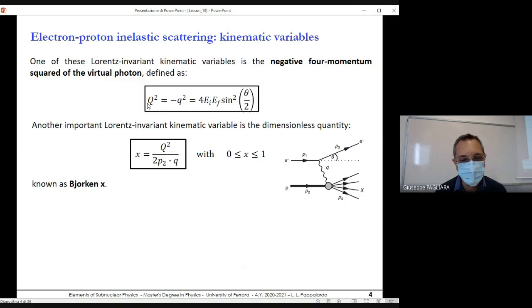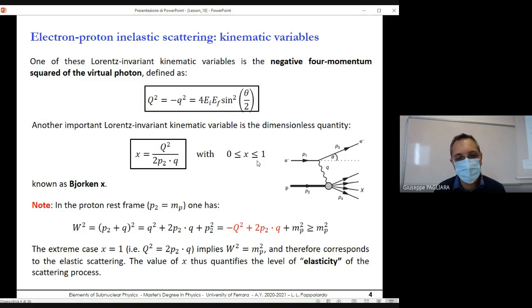Another very important variable that is typically used to describe the physics of deep inelastic scattering is the so-called Bjorken x variable, which is defined in this way. This combination of four-momenta turns out to be limited from 0 to 1, so I cannot get a value larger than 1. What is now the meaning of this variable? Let me reply only partially now to this question, and we will come back to this later today. One first interpretation of the physical meaning of Bjorken x is the following. Suppose that your proton is at rest, so the four-momentum P2 of the incoming proton is just the mass of the proton.